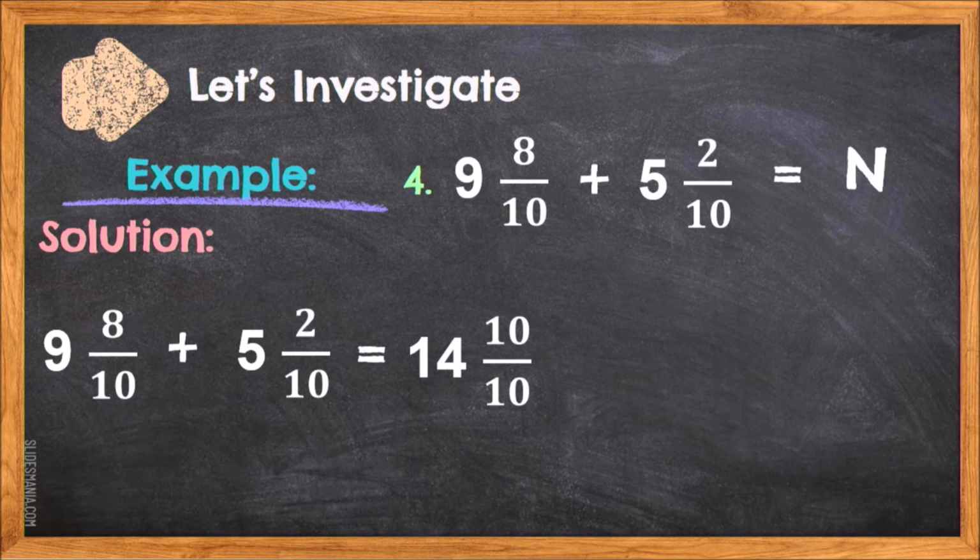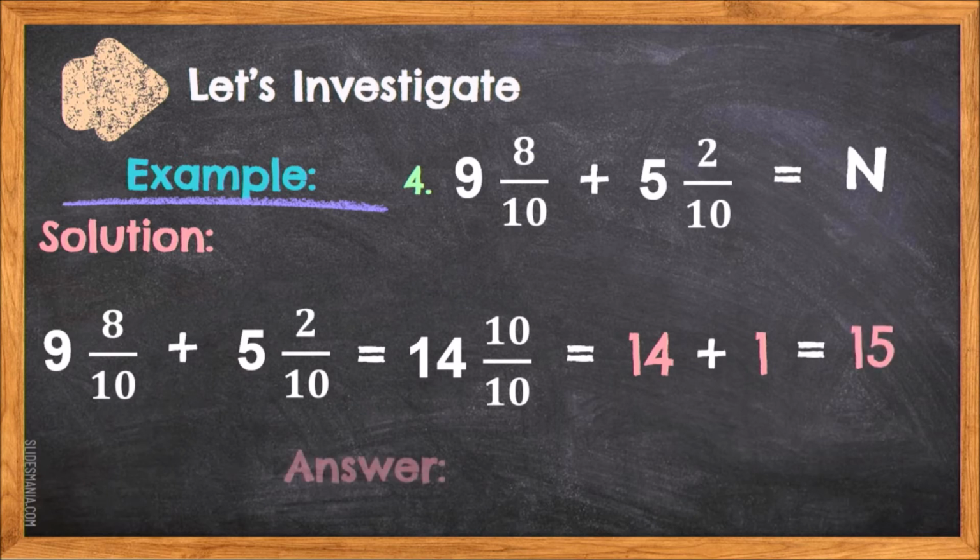14 and 10/10. But as you can see, kids, we have the same numerator and denominator, which means it's equivalent to a whole number. So we can make it as a 1. So now let us add it again. 14 plus 1 whole is equal to what number? Very good. So we have 15. So the final answer here is 15.